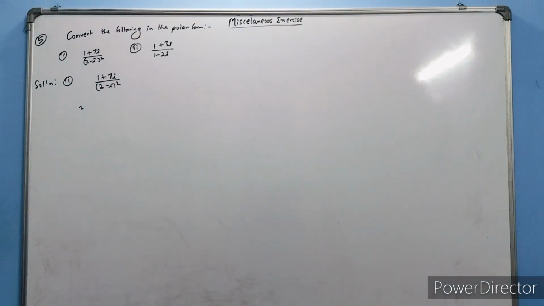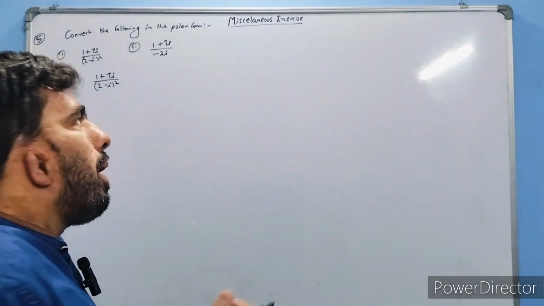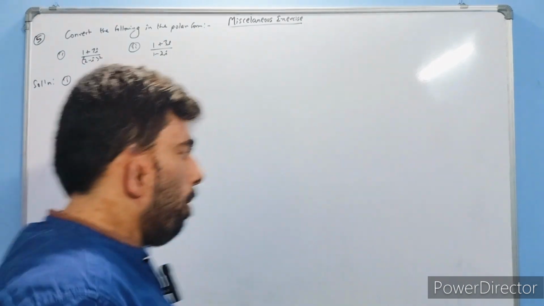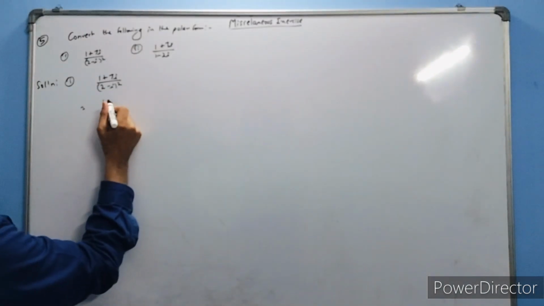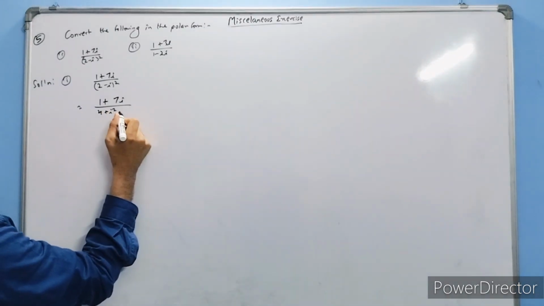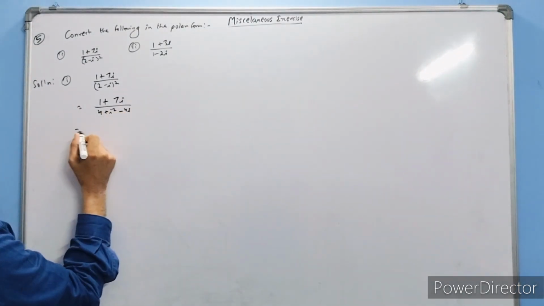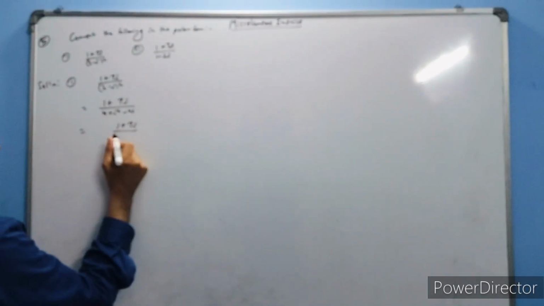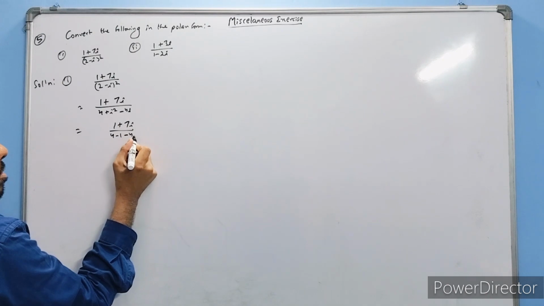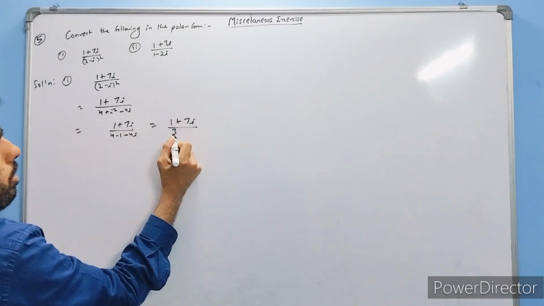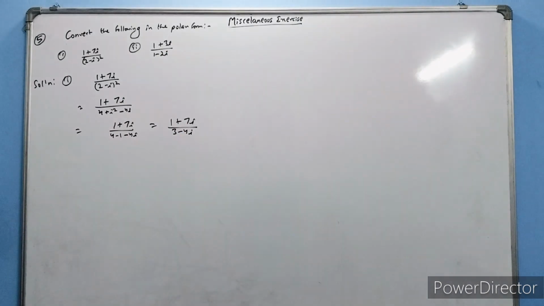What we can do here, in the denominator we can apply the identity (a minus b) whole square, that is a square plus b square minus 2ab. Okay, so now let us apply. We have 4 plus i square minus 4i. So 1 plus 7i, we know that i square will be minus 1, so 3 minus 4i. So I have (1 plus 7i) upon (3 minus 4i).